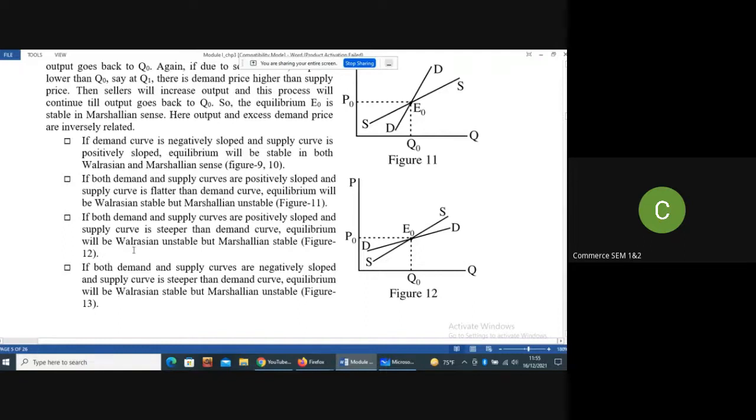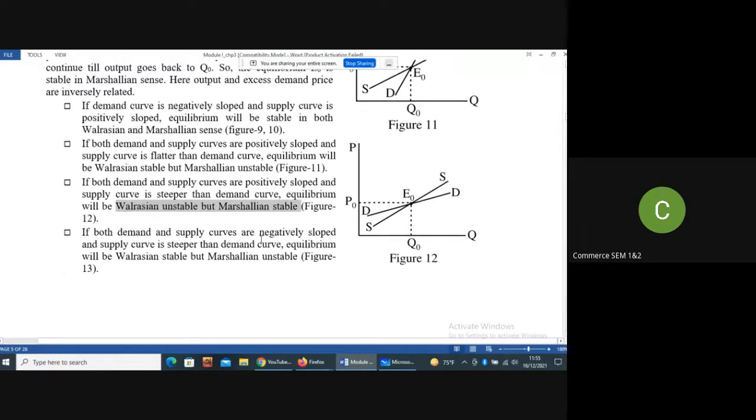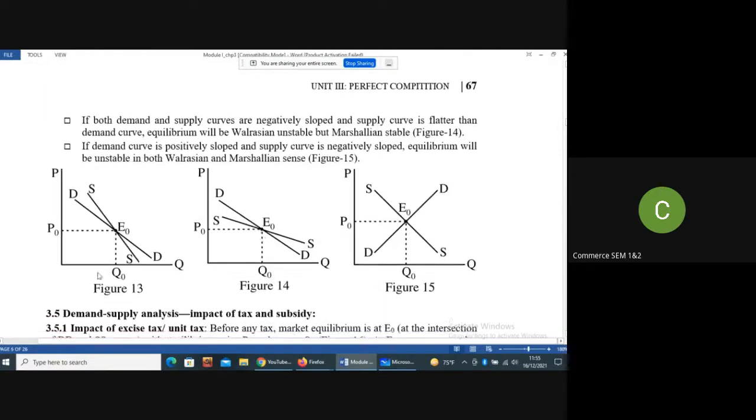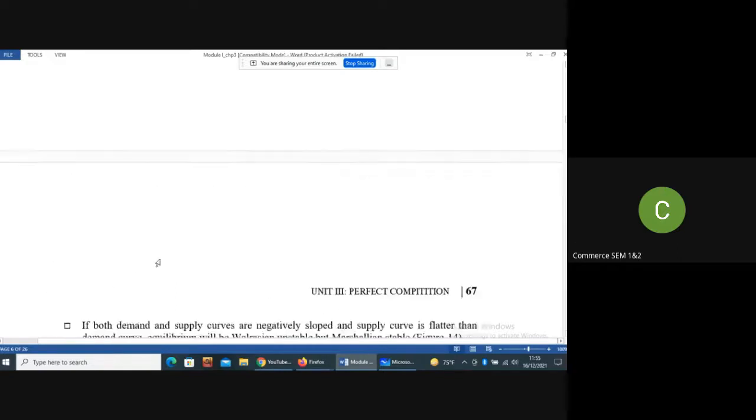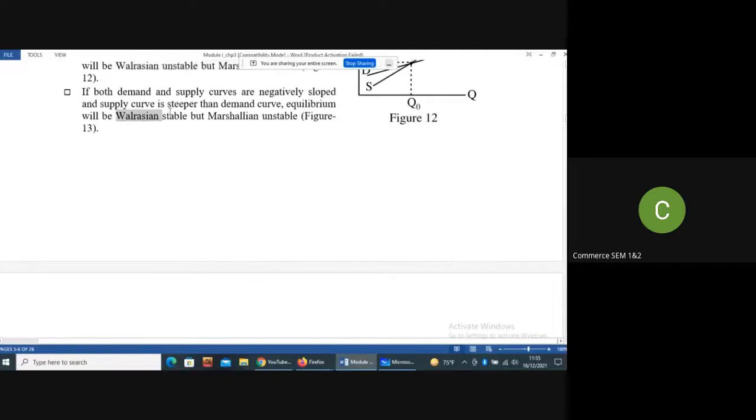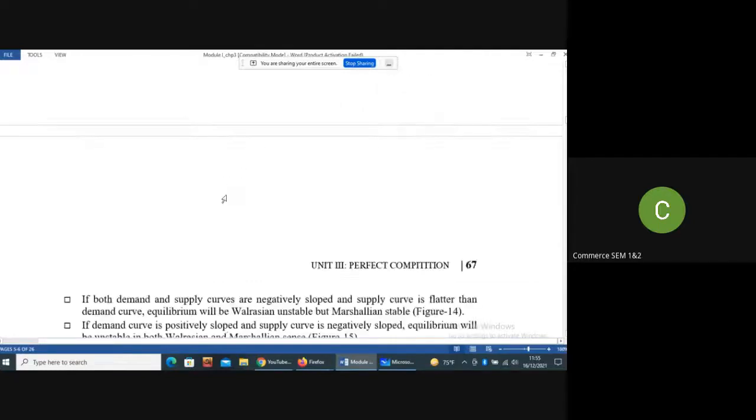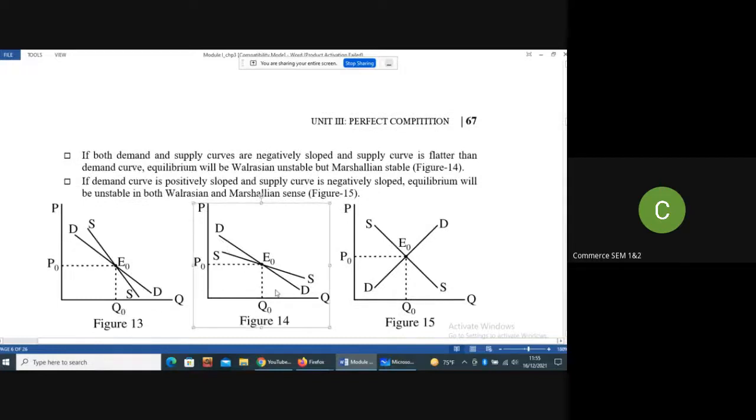So figure 12. In this case, it will be Walrasian unstable but Marshallian stable. And here both the demand curve and the supply curve are downward sloping, but the supply curve is steeper than the demand curve. Then it will be Walrasian stable but Marshallian unstable. And in this case, both curves are downward sloping and the demand curve is steeper than the supply curve. So in this case, it will be Walrasian unstable but Marshallian stable.